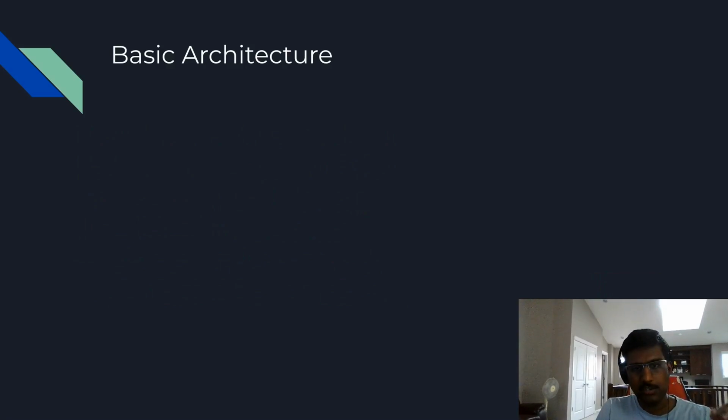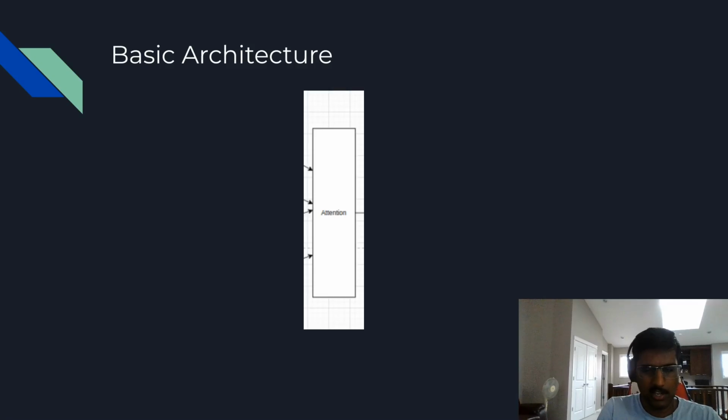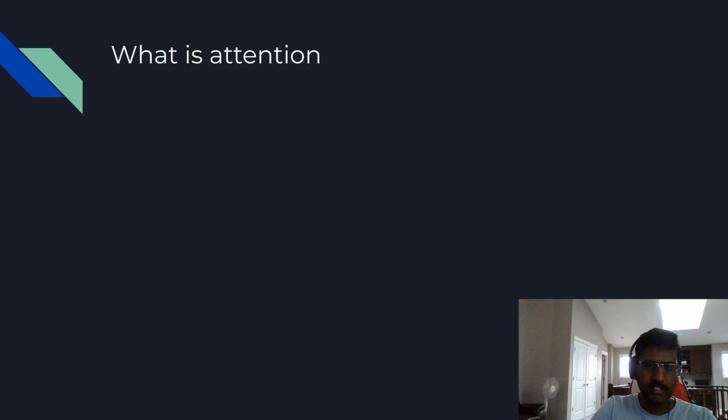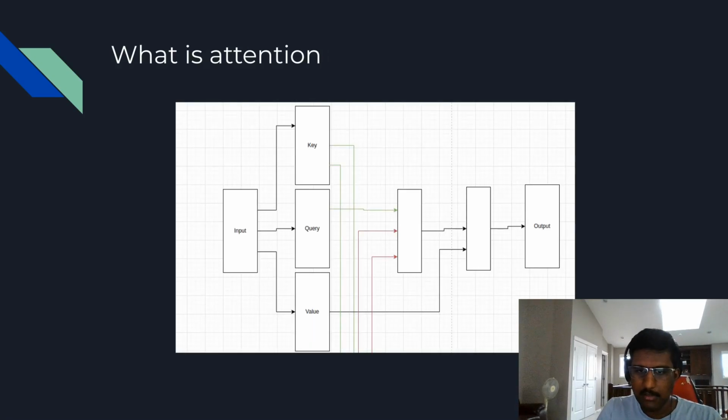The basic architecture of the transformer is the attention layer. This is kind of the key to everything that happens here. Now first, what is attention? To understand transformers, we have to understand attention. And so here's a diagram of a single-headed attention, where first you take your input and you split it up into a key, query, and value.